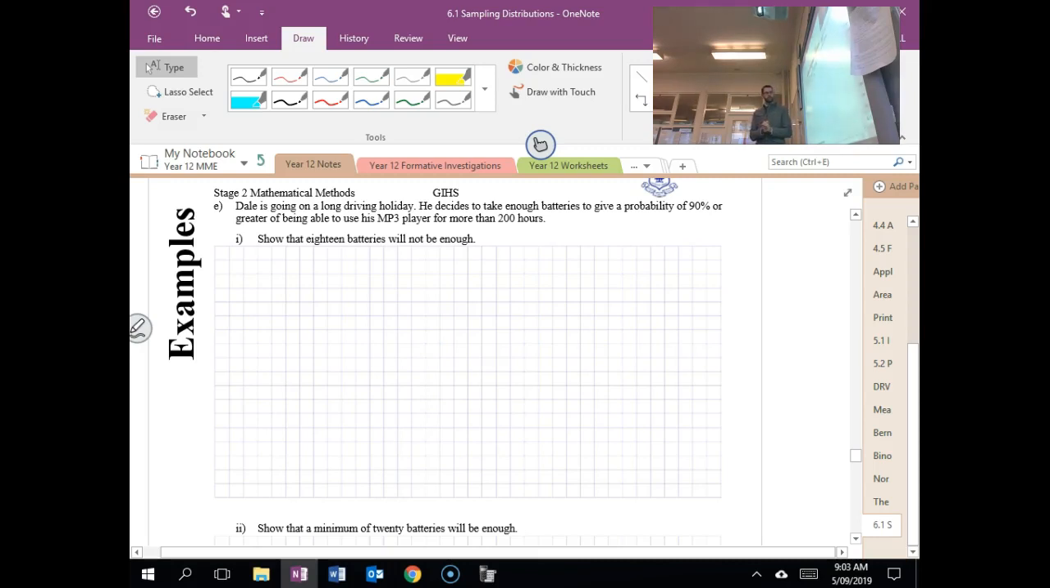Okay, all right. If we want the total running time of 18 batteries, what are we going to use? Sums or means?